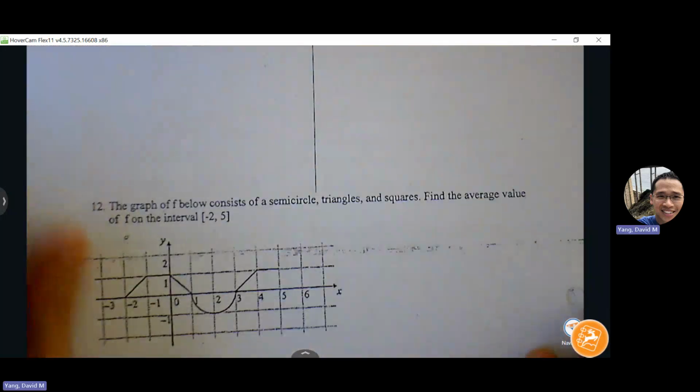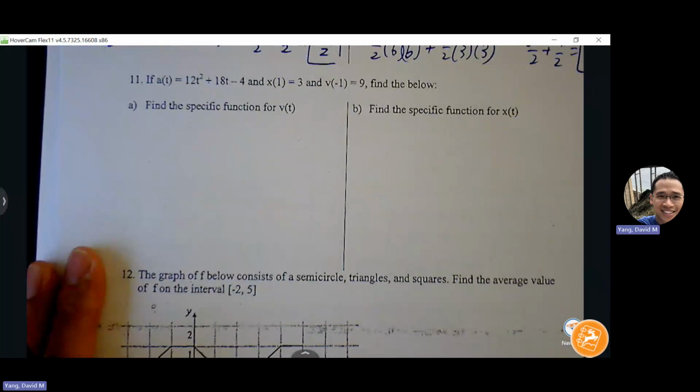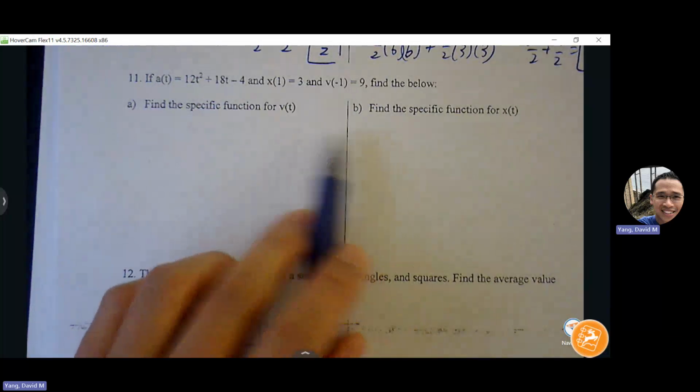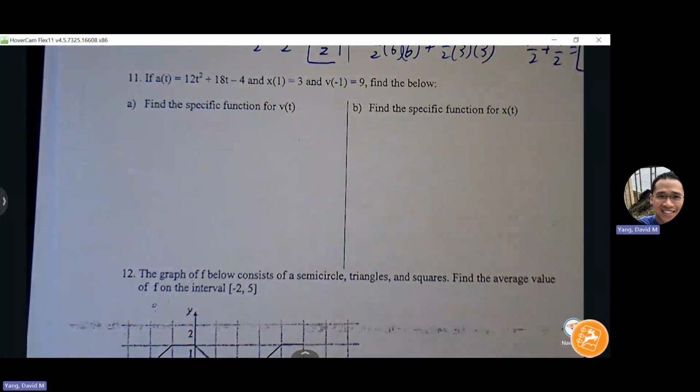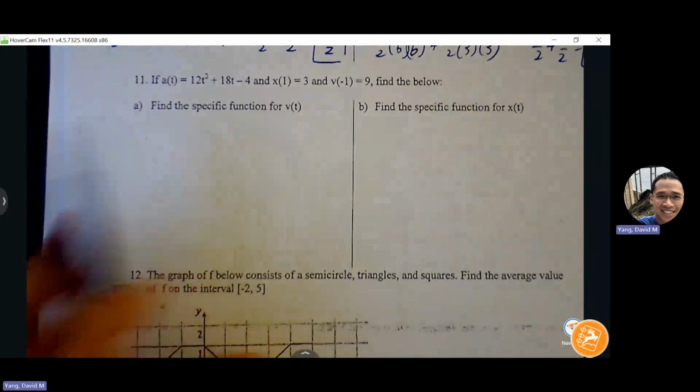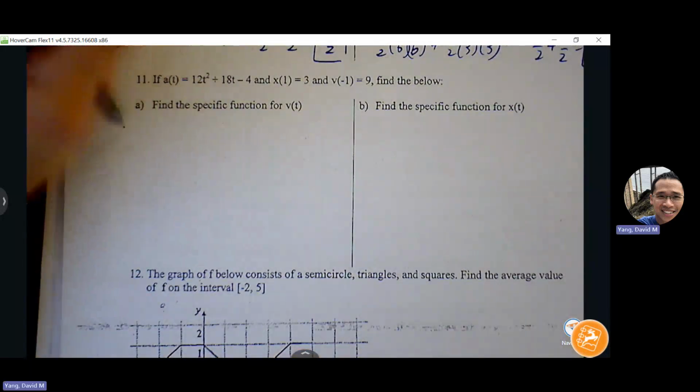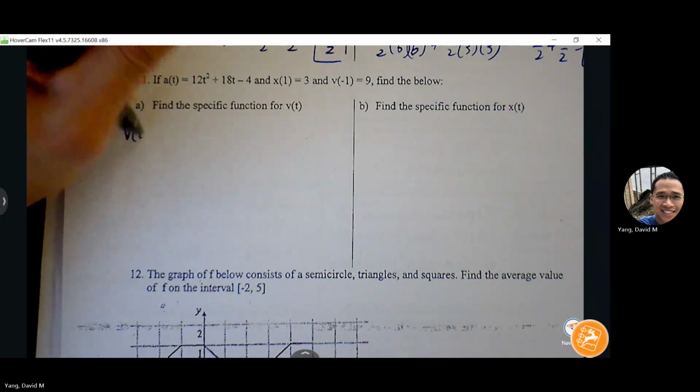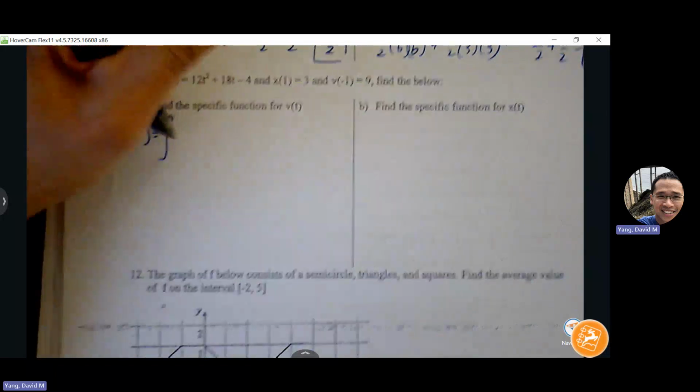All right, let's look at 11. You'll see a problem like this where you have to get from acceleration to velocity to position, but you're doing the exact same thing that you did on the quiz. It says find a specific function for velocity. Well, let's set it up here. I have acceleration to begin with, so we know velocity is simply the antiderivative of acceleration.